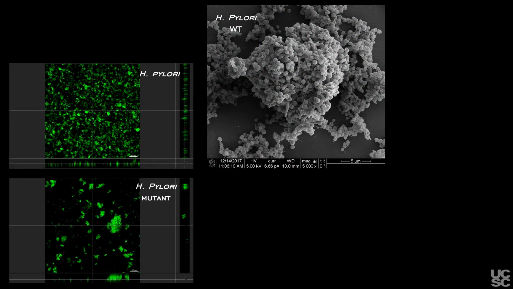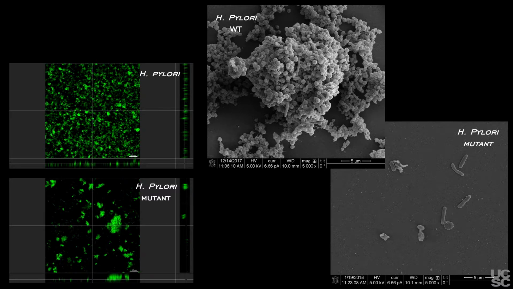Another method to study the biofilm architecture is the scanning electron microscopy. I added two images of Helicobacter pylori wild-type strains versus Helicobacter pylori biofilm mutants, which cannot make biofilm. You can see for the wild-type the three-dimensional structure of biofilm and the way that the bacteria are attached and organized together in this structure.